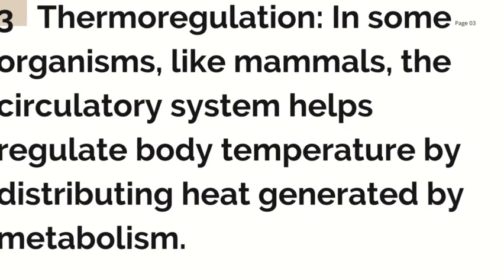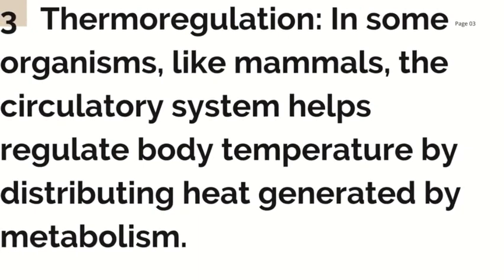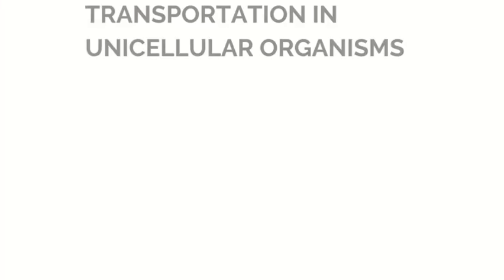In some organisms like mammals, the circulatory system helps regulate body temperature by distributing heat that is generated by metabolism. It distributes it equally.